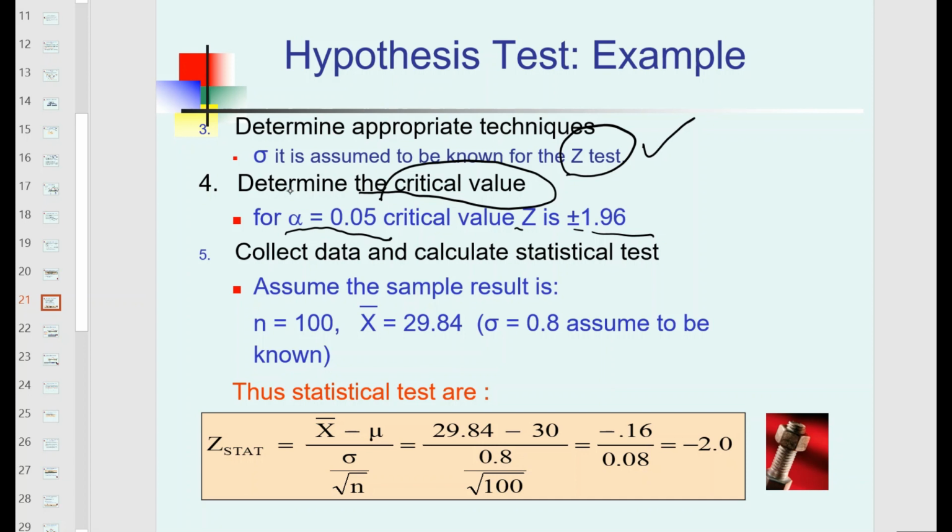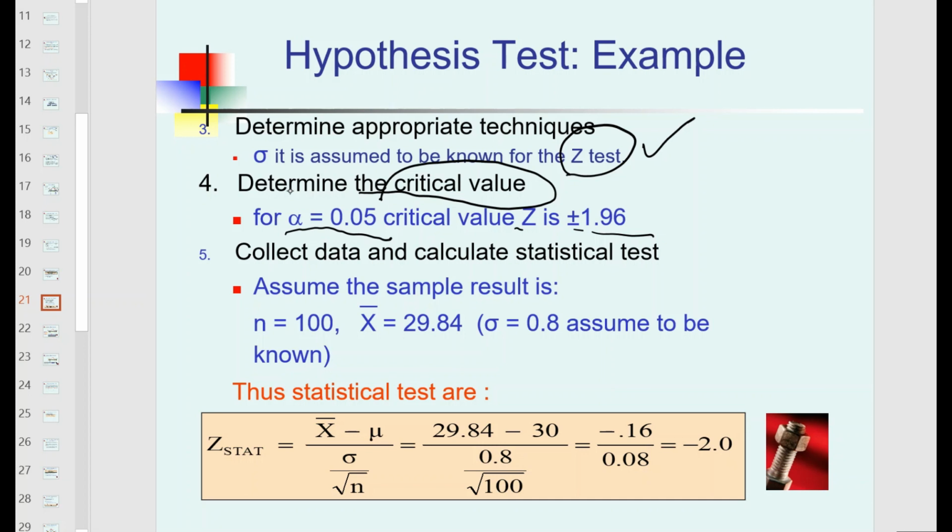Okay, so assume the sample result is, of course, also given in the question: n equals 100 observations, and x bar here is 29.84, given in the question. Now your sigma is equal to 0.8 because you assume that it is known.